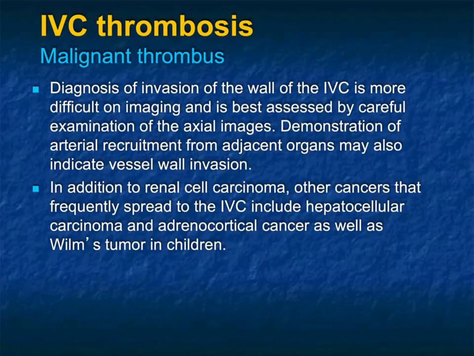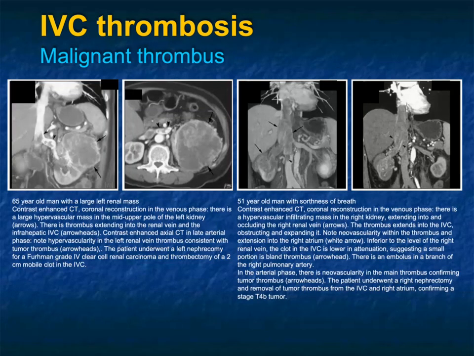The diagnosis of invasion of the wall of the IVC is more difficult on imaging and is best assessed by careful evaluation of the axials, but also coronal images. Demonstration of arterial recruitment from adjacent organs may also indicate vessel wall invasion. In addition to renal cell carcinoma, other tumors that frequently spread to the IVC include hepatoma and ACC, as well as Wilms tumor in children. In cases where you're uncertain based on CT, MRI may prove to be helpful.